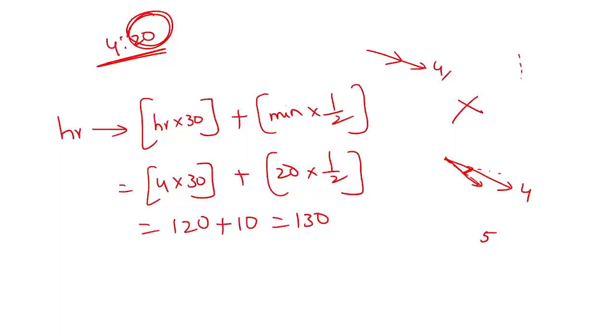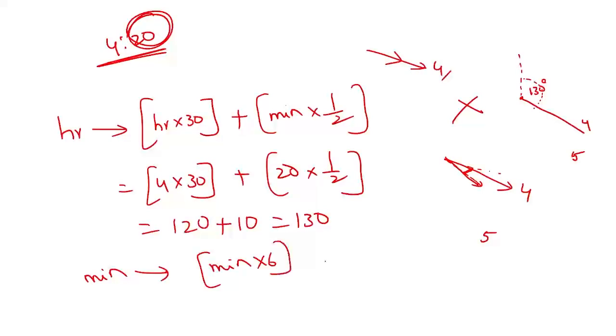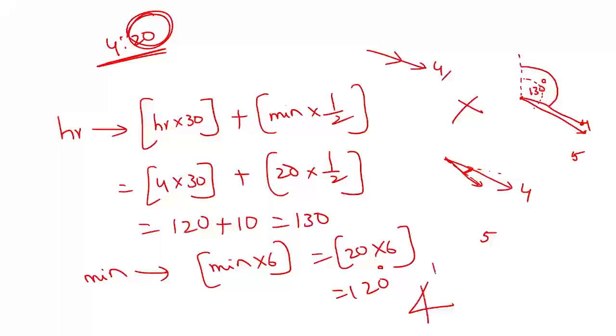That means from here, the hour hand is 130 degrees from the starting point. Let us take this as 4 and this as 5. This angle is going to be 130 degrees. Then find the angle made by the minute hand. Simply multiply the minutes by 6, because each minute is equal to 6 degrees. So 20 into 6 is 120 degrees. So from here, the minute hand is exactly at 120 degrees, that is exactly on 4. If you want to find the angle between the hour hand and the minute hand, subtract one from the other. So 130 minus 120, there is a 10 degree gap between the hour hand and the minute hand.